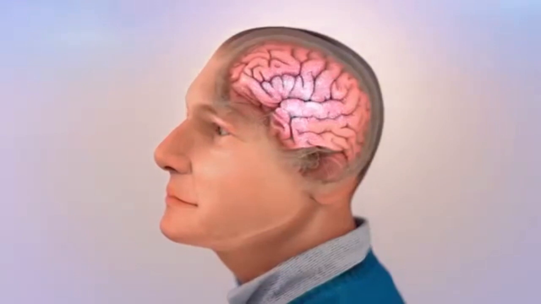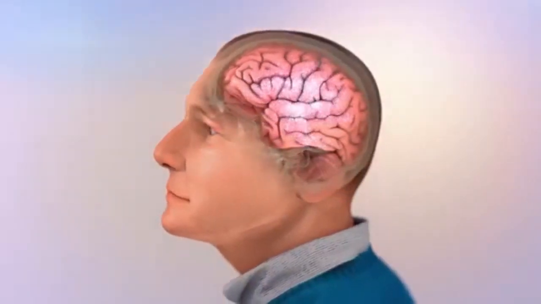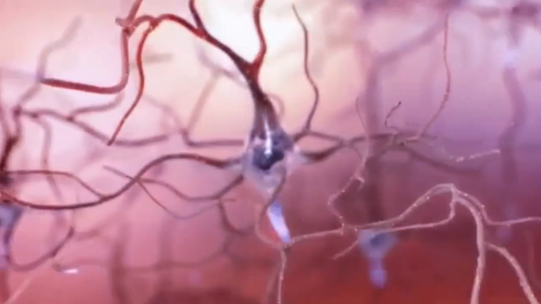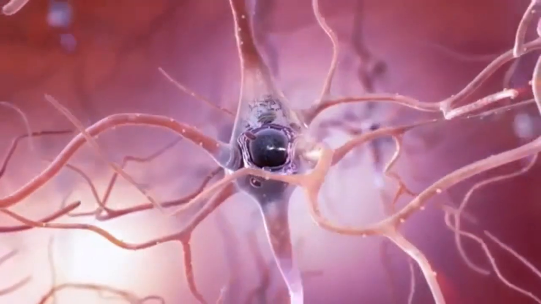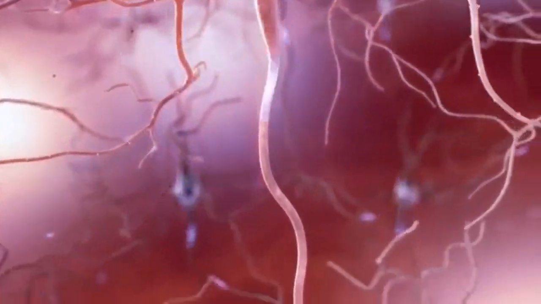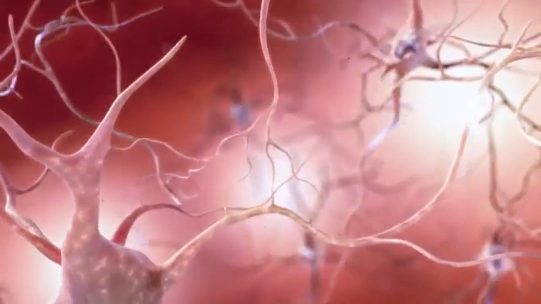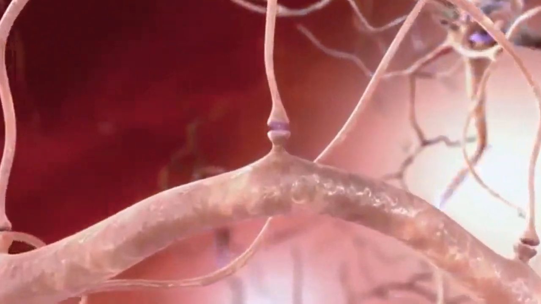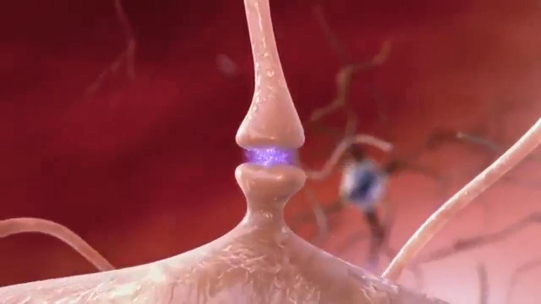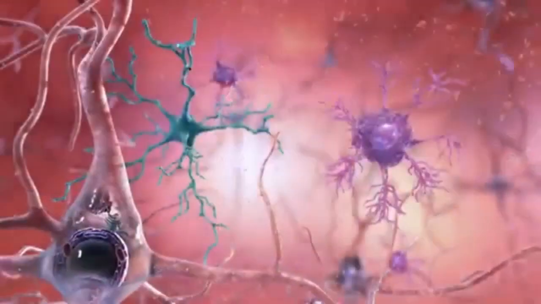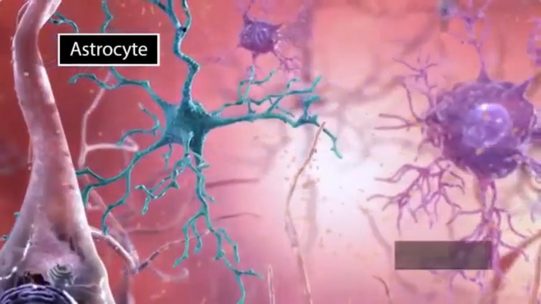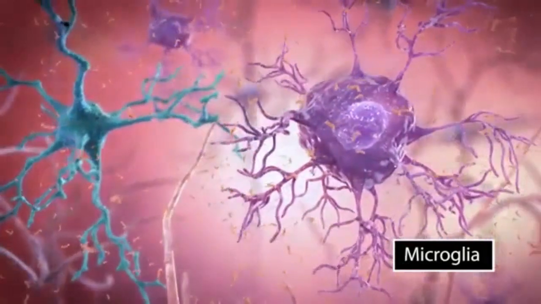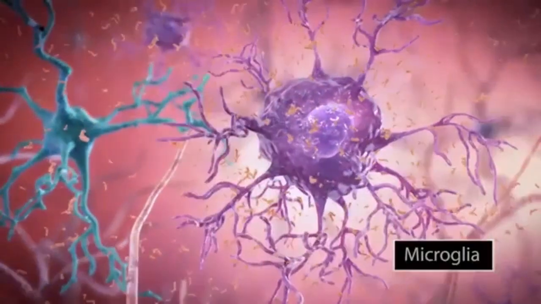Cells, or neurons, in the brain. Neurons constantly communicate with each other through electrical charges that travel down axons, causing the release of chemicals across tiny gaps to neighboring neurons. Other cells in the brain, such as astrocytes and microglia, clear away debris and help keep neurons healthy.